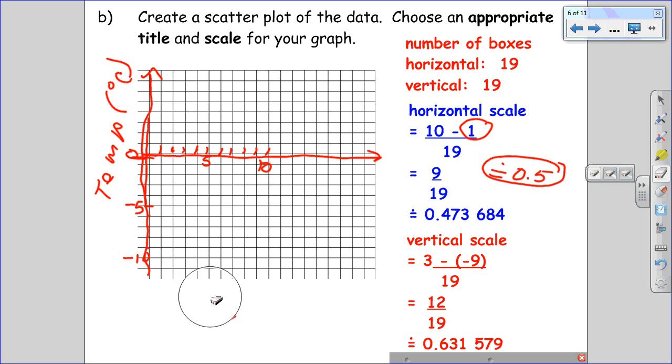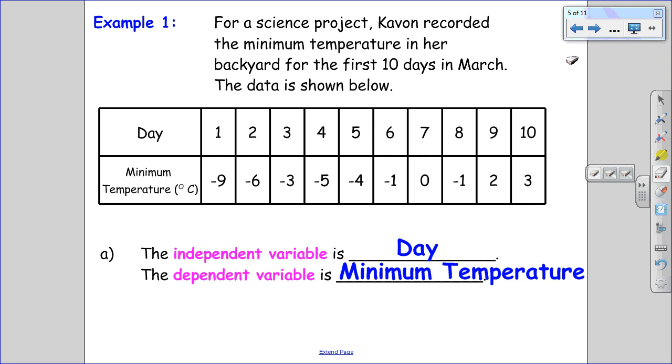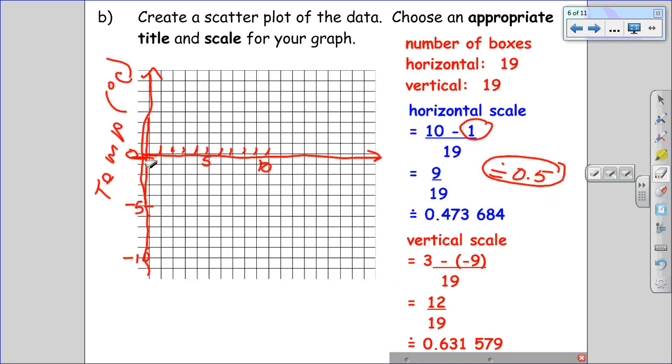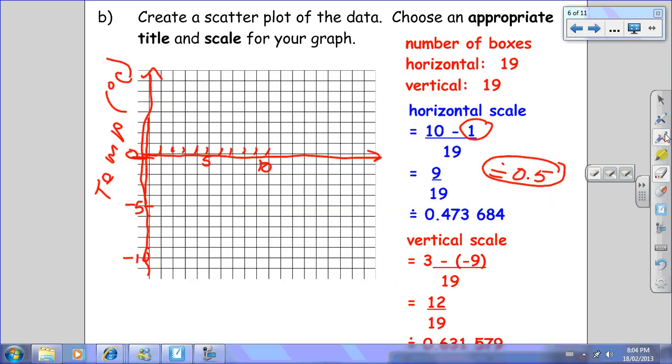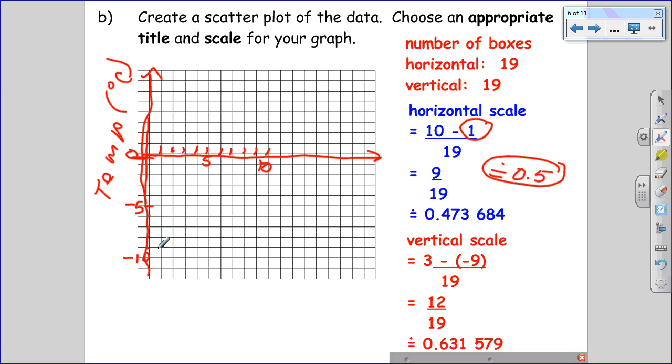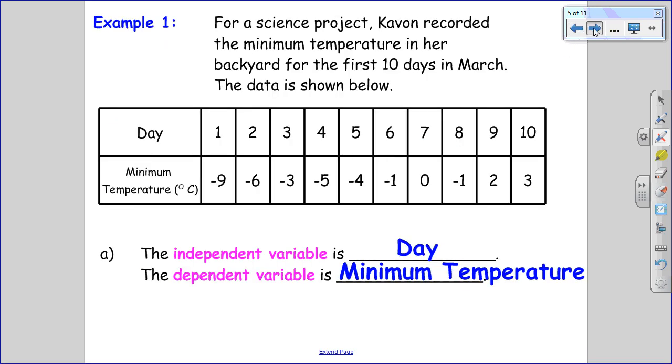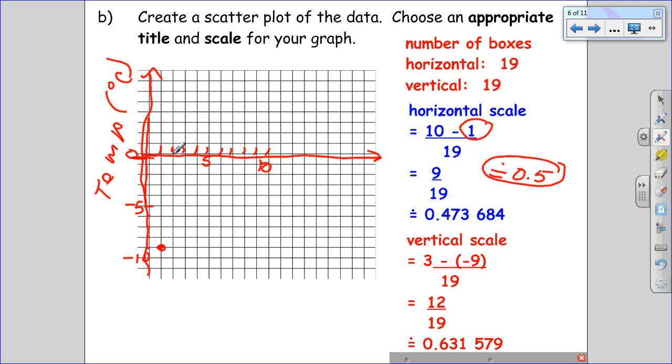It's always important to make sure you think it through before you begin what you're doing. Now I need to plot my ordered pairs. On day 1, the temperature is -9. So the day is 1. That's the ordered pair 1, -9. That tells me go right 1 and down 9. The next point is 2, -6, so I'm going right 2 and down 6.